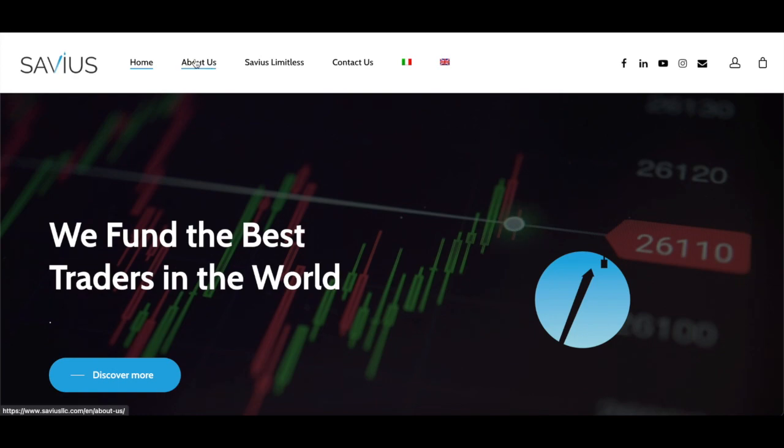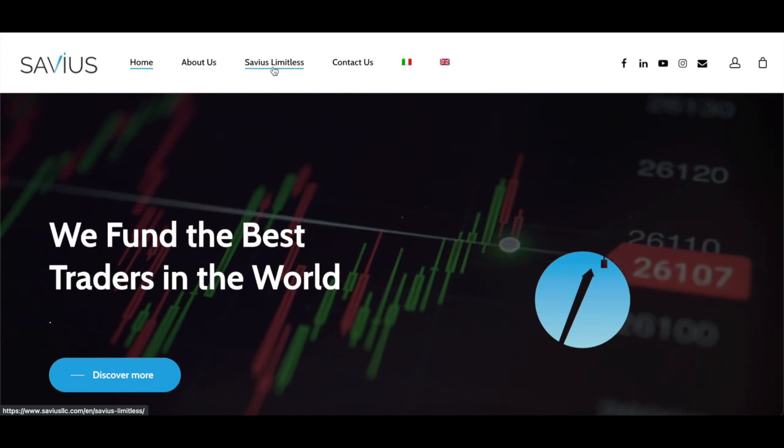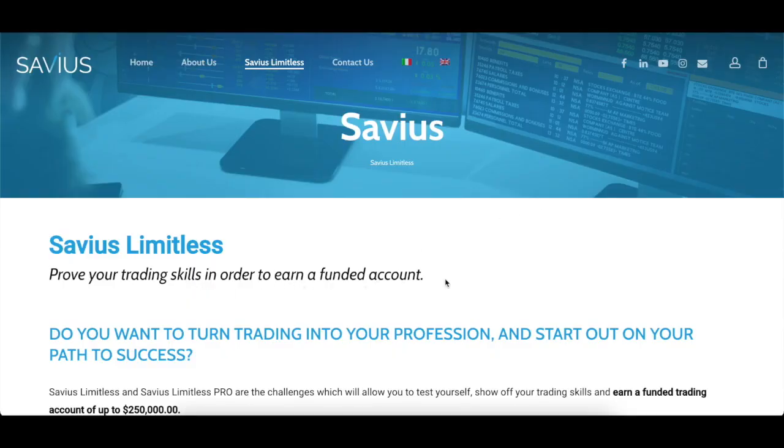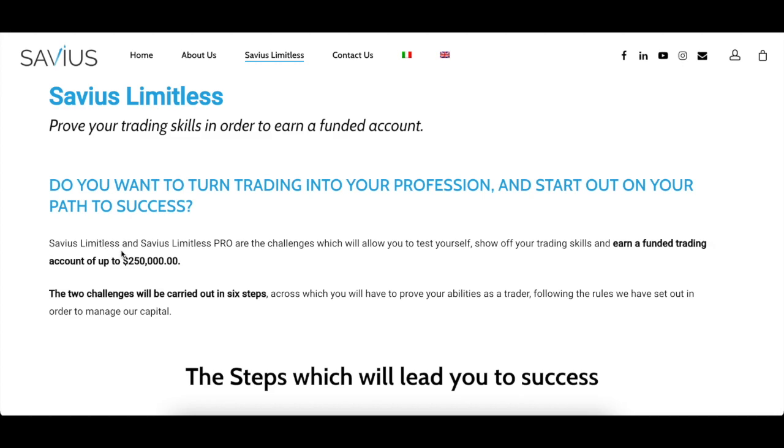The About Us just gives the bio of 3 of the people involved with the company. So let's go to Savius Limitless, which is their actual trader evaluation. There's 2 options. Prove your trading skills, earn a funded account. Sounds like a similar theme with most of the other companies that I talk about. They have a Savius Limitless and a Savius Limitless Pro. I'm just going to call them the regular and the pro to abbreviate.